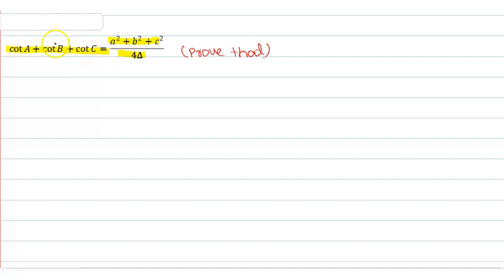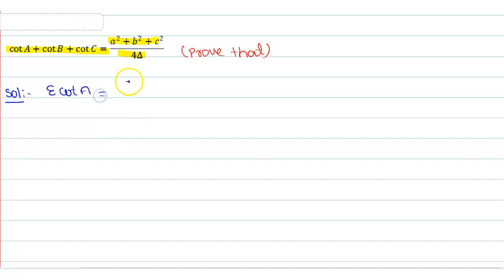Right. So cot A plus cot B plus cot C is equal to a square plus b square plus c square by 4 delta. This one we need to show. Okay? So here I am taking the solution for this. Now, here I am taking the LHS. So this one I am writing as summation cot A.